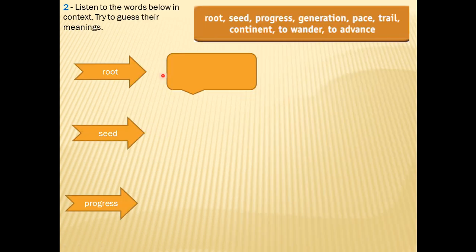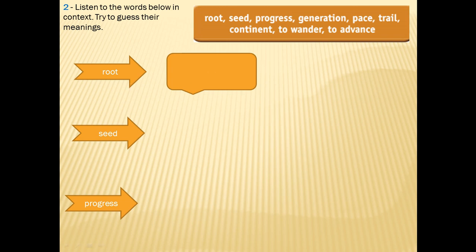Here we are going to start with the new vocabulary items. Look here, we have this one, root, seed, progress, generation, pace, trail, continent, to wander, and finally here to advance. Look here, we're going to start here with this root.